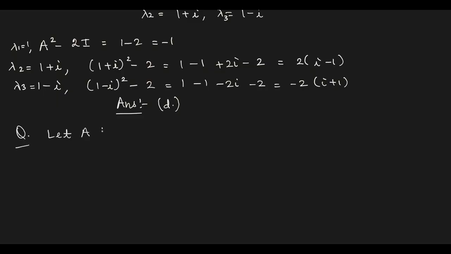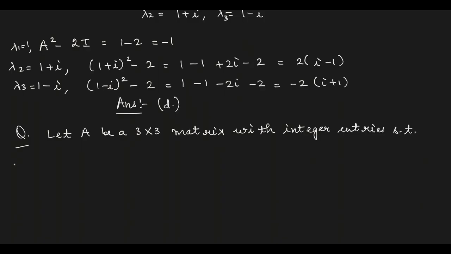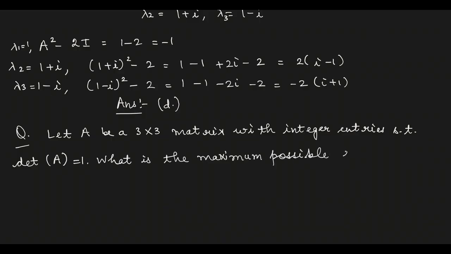Let A be a 3 cross 3 matrix with integer entries such that determinant of A is 1. What is the maximum possible number of entries of A which are even?